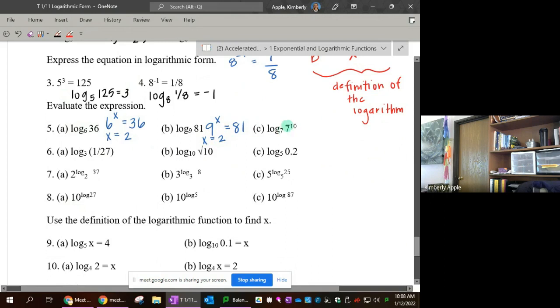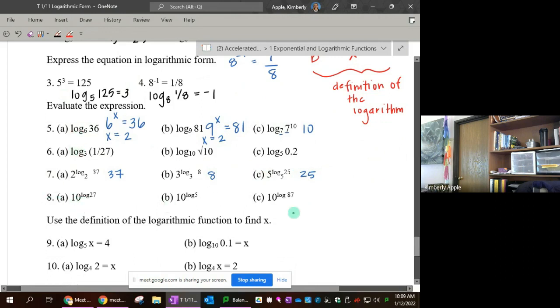Here's that trick, the shortcut. What's the answer for C? 10. This base and this base are the same. Let's go find all the other ones. What about 7? 37. What about 7b? 8. 7c? 25.